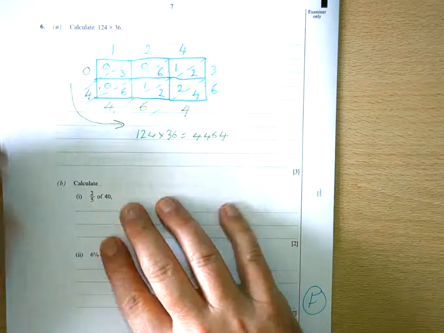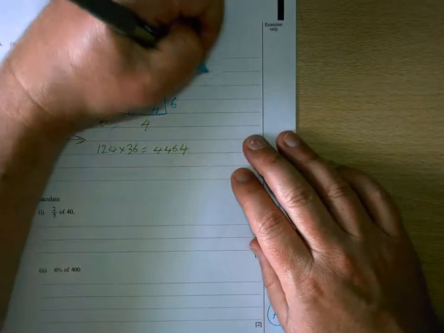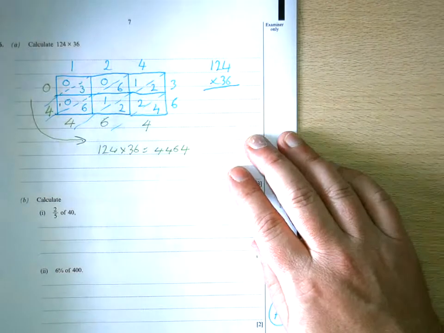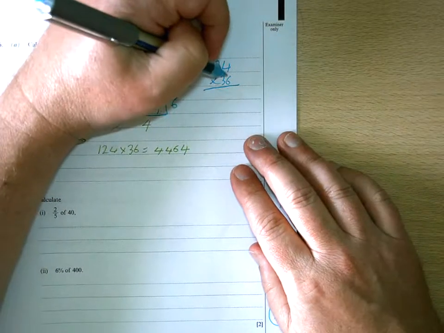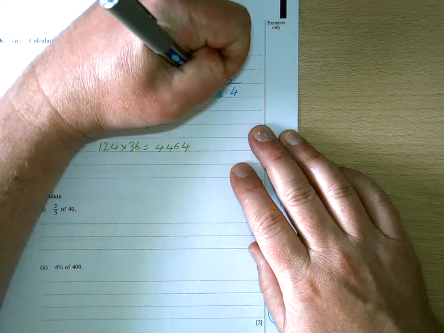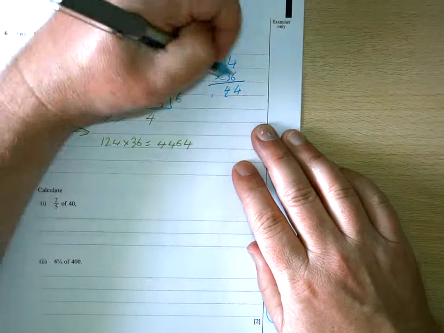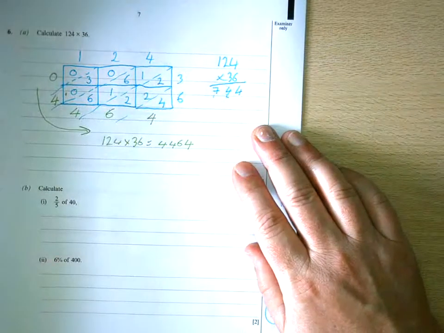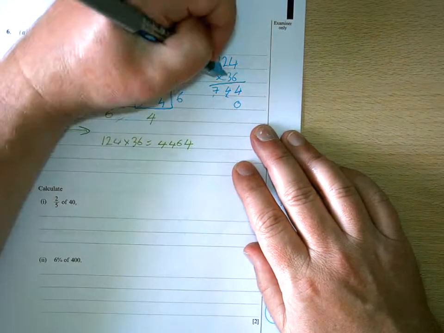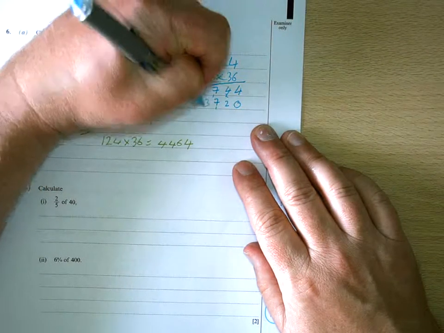And that's done. For those of you that use the more traditional method, if I just do this over here, what you will be doing is 124 times 36. When you multiply them by 6, you multiply by unit, so you don't need to add anything. So you've got 4 6s, 24, 4 down, carry 2, 2 6s are 12, add 2, 14, 4 down, carry 1, 1 6 is 6, add 1 is 7. Then when you come to multiply by the 3, that's in fact 30, so you have to add a 0. 3 4s are 12, 3 2s are 6, add 1 is 7, 1 3 is 3.